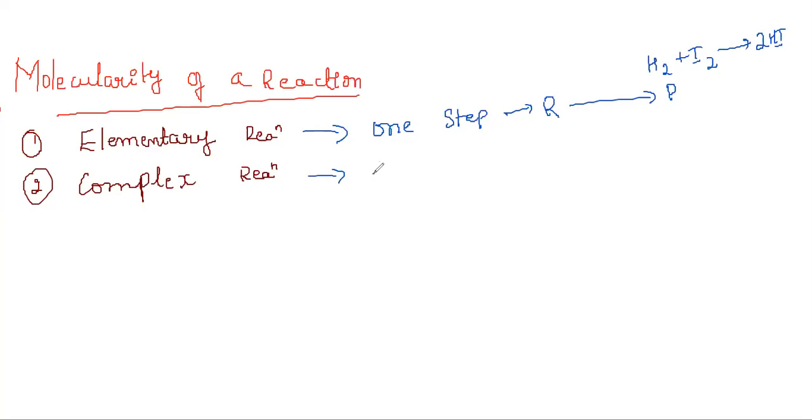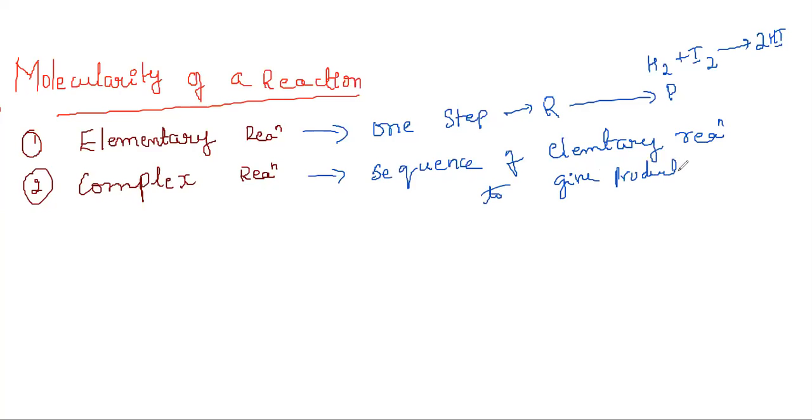And for complex reaction, it is going to take place in a sequence of elementary reactions. Okay, so a complex reaction takes place in a sequence of elementary reactions to give products. Okay, to give products. So one of the elementary reactions takes place very slowly.